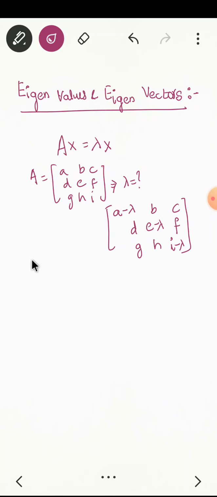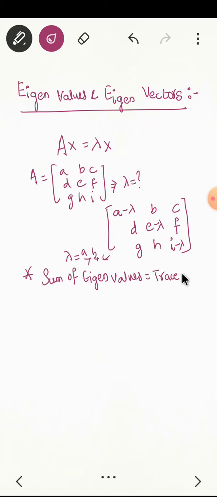You have to remember two very important points. One is the sum of eigenvalues. The sum of the eigenvalues, that means whatever lambda values you get, is definitely equal to the trace of the matrix. What do you mean by the trace of a matrix? That is the addition of the diagonal elements.